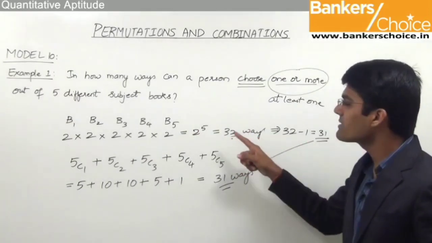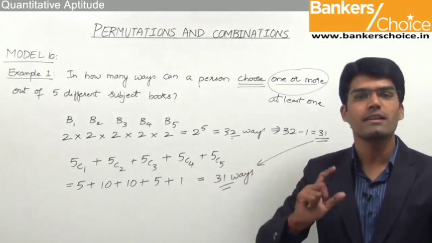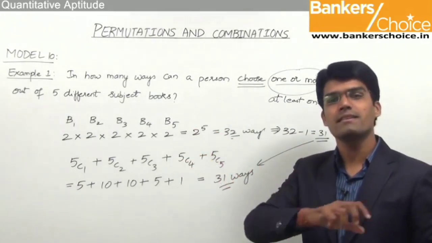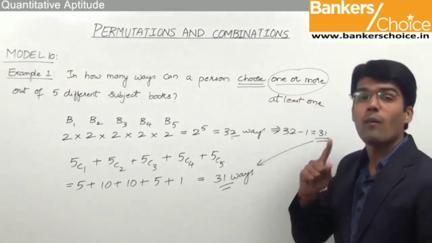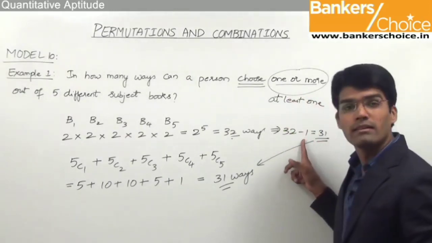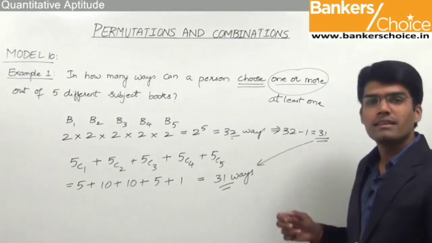2 power 5, because there are 5 different subject books, and with each book 2 actions can be done, either take it or leave it. But when we take 2 power 5, in this 2 power 5 ways, one way says all the books get rejected. So we need to subtract that. Why? Because the question says one or more, at least one book has to be there. So that is the reason we subtract 1. That is the way in which no book gets selected. And we get the answer as 31.